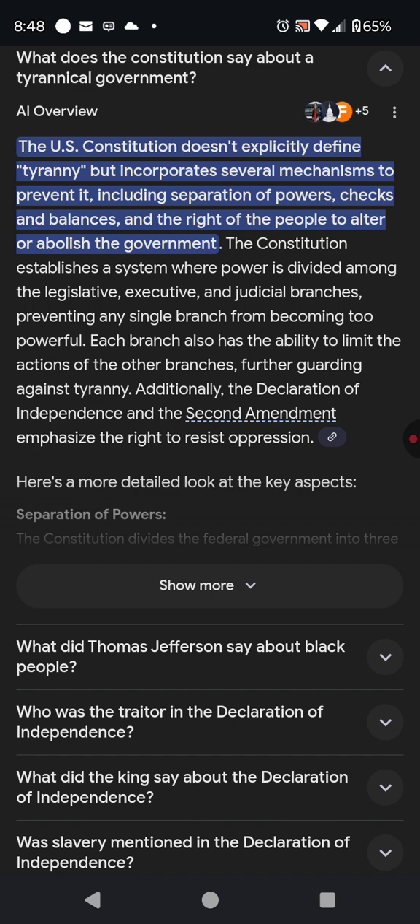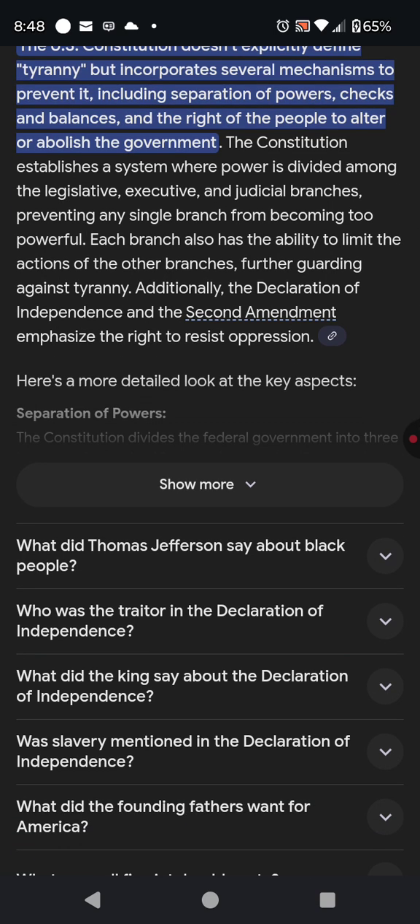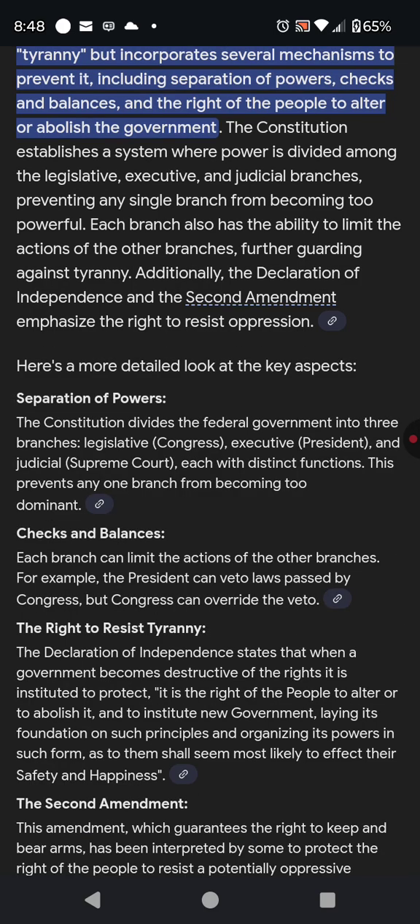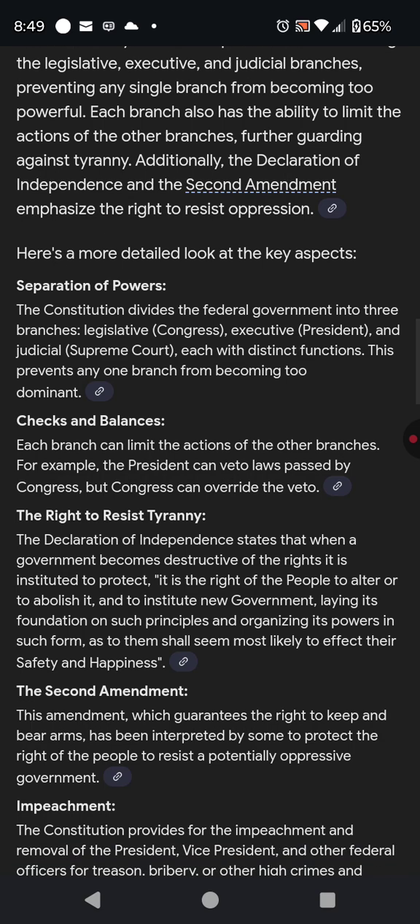The Constitution establishes a system where power is divided among the legislative, executive, and judicial branches, preventing any single branch from becoming too powerful. Each branch also has the ability to limit the actions of other branches, further guarding against tyranny. Additionally, the Declaration of Independence and the Second Amendment emphasize the right to resist oppression. Here's a more detailed look at key aspects.